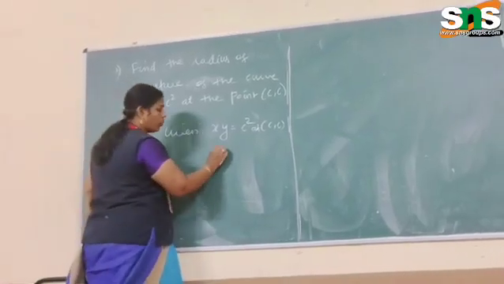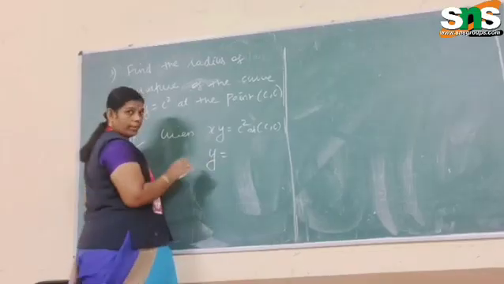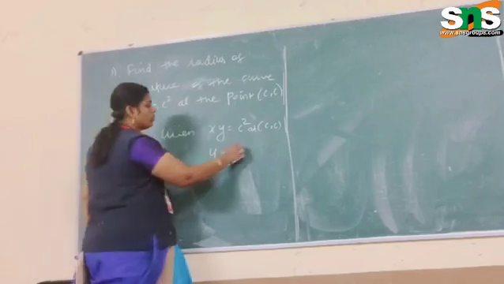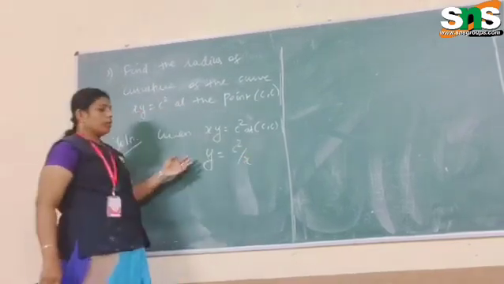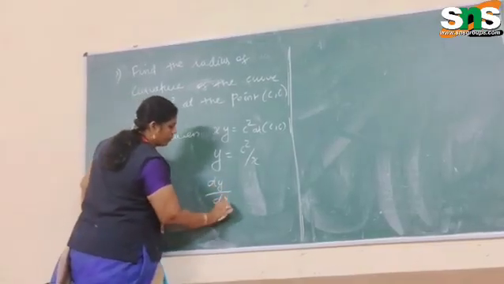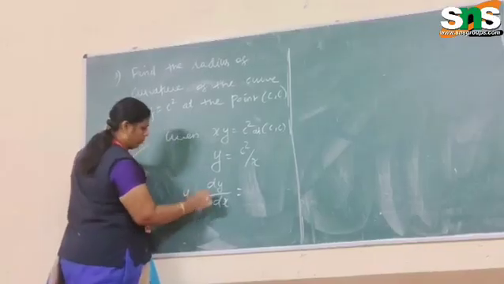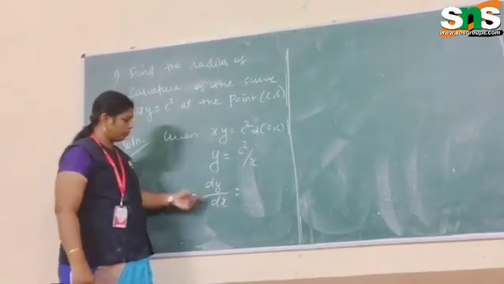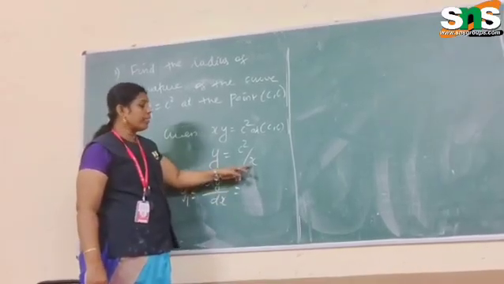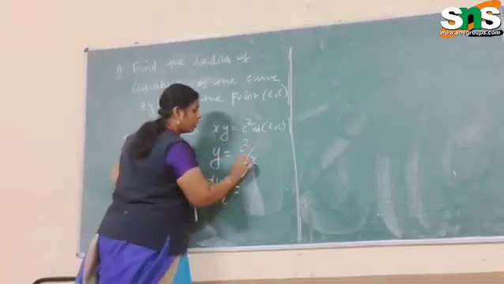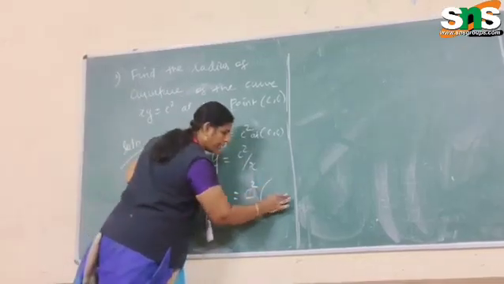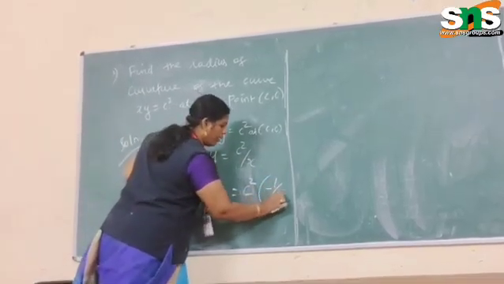First, you have to find y equal to, to easily find dy by dx. Here y equal to c square by x. Next, we have to find dy by dx, or y1. Differentiate with respect to x. Having denominator x, c square divided by x, where c square is a constant. 1 by x differentiated with respect to x gives minus 1 by x square.